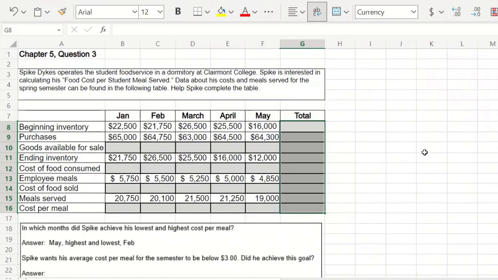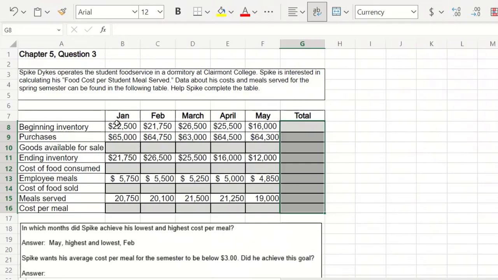All right, question number 3. Spike Dykes operates the student food service in a dormitory at Claremont College. Spike is interested in calculating his food costs per student meal served. Data about his costs and meals served for the spring semester can be found in the following table. And let's help him complete the table.